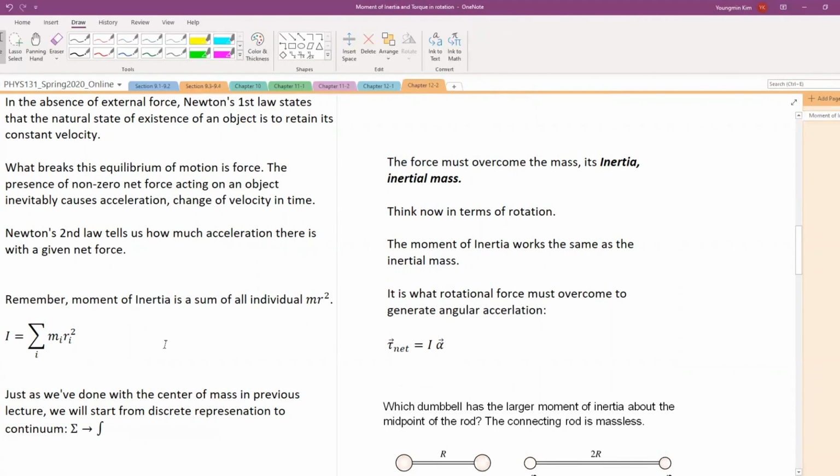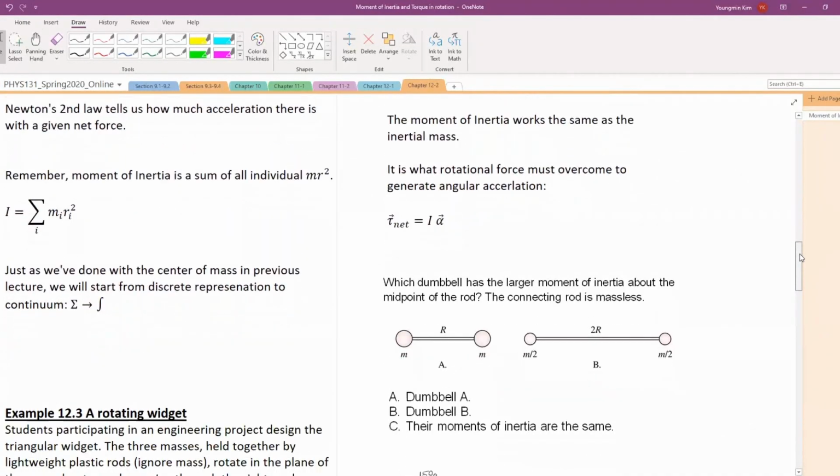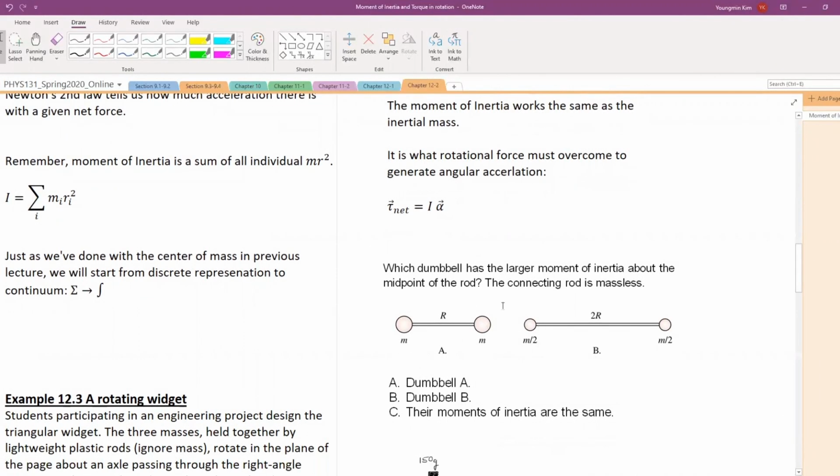And just as we have done with the center of mass in the previous lecture, we will start with this summation, this discrete representation of inertia, and we'll develop a more general tool using continuum and going from summation into integral. But let's see if we understand the concept of the moment of inertia with this example here. You have two dumbbells. One, you have two masses that are connected by a rod. That connecting rod is considered massless here, and they are some distance apart from each other. And say they are rotating about the midpoint of this rod.